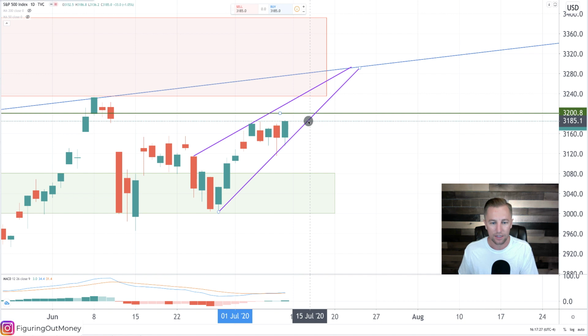The market closed at 3185, and we were saying the 3180 to 3182 level was an area of resistance. So this price looks like it wants to pump up a little bit higher. Still, there's a lot of resistance up ahead.